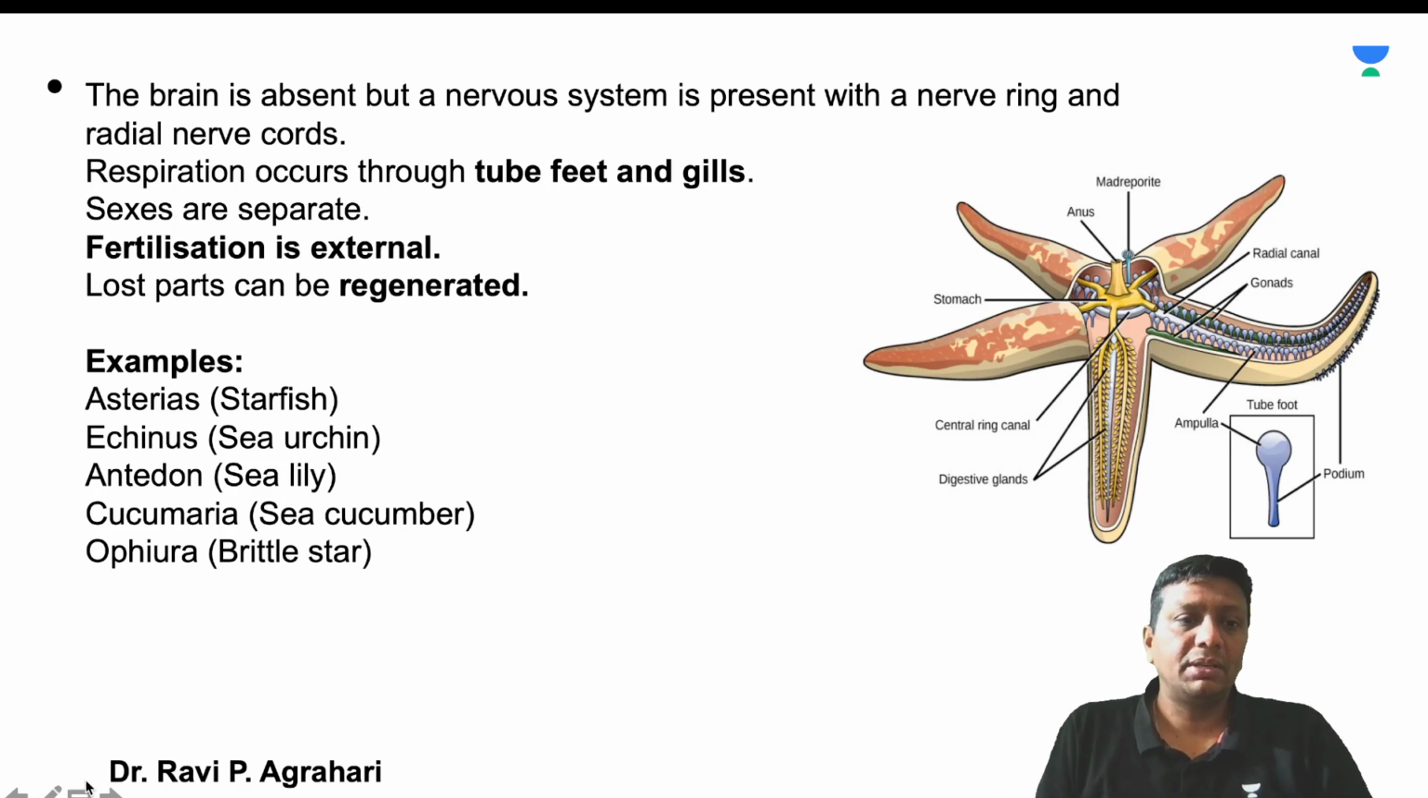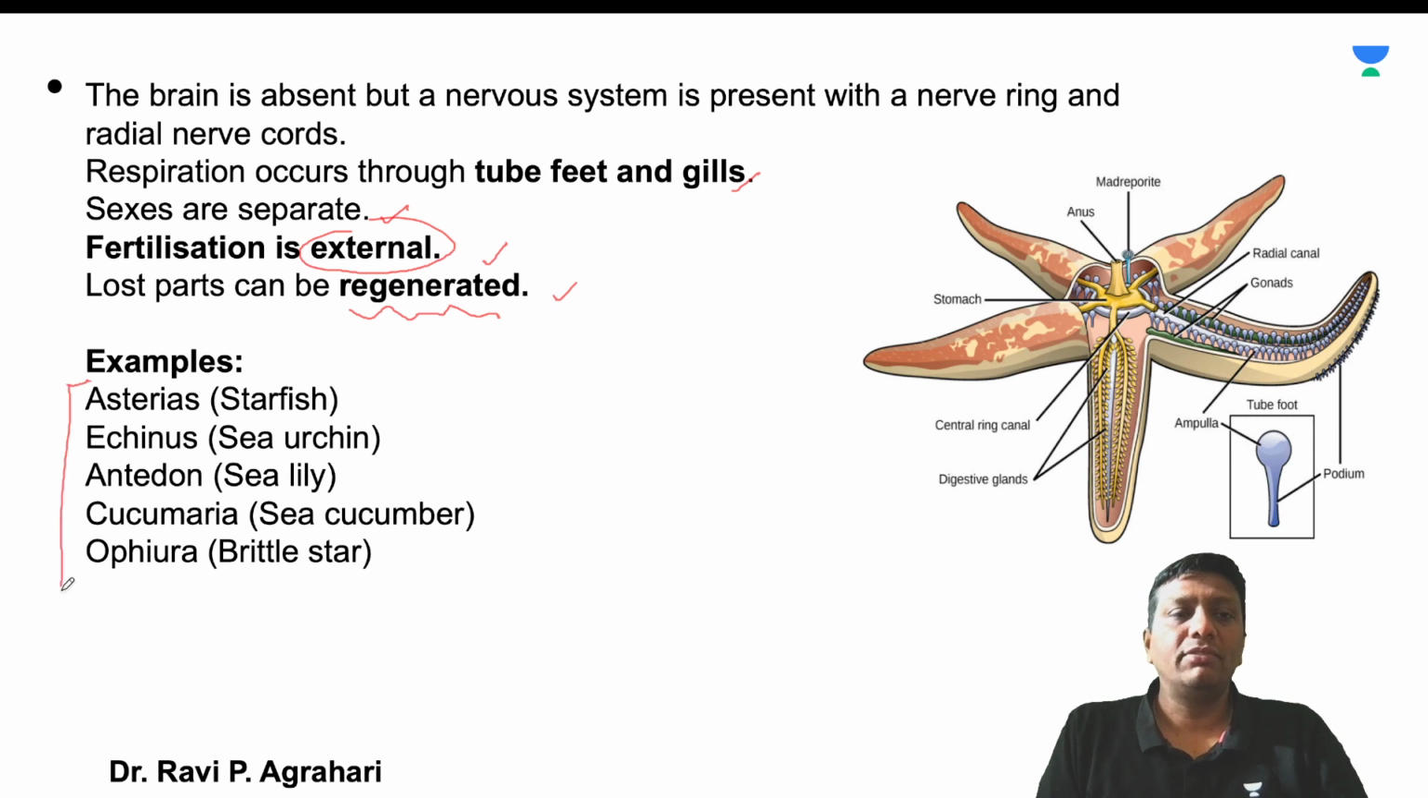Even the brain is absent, but the nervous system is present. This is a very interesting animal: they have no head. Sexes are separate. Respiration is performed through the tube feet and gills because they live in water bodies. Fertilization is external, and a very interesting feature is regeneration ability, the power of regeneration. If any body part breaks off, the part will develop into a new starfish.